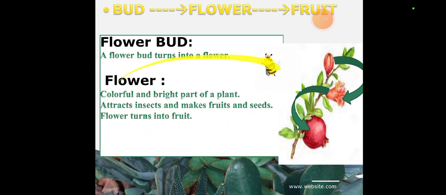So a flower bud takes some time and it turns into a flower. And a flower is a colorful and bright part of a plant. You would have seen flowers of different colors. Mostly they are pink, red, yellow, and you would have seen white also. So these are the most common colors of a flower. The colorful and bright flowers of a plant attract insects and make fruits and seeds, and a flower turns into a fruit.